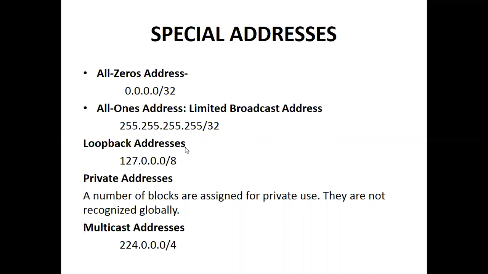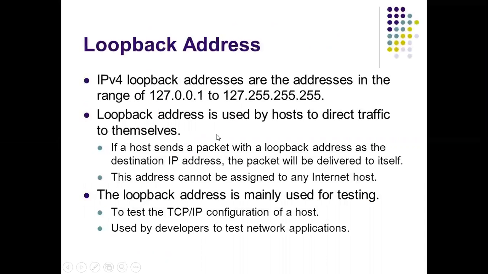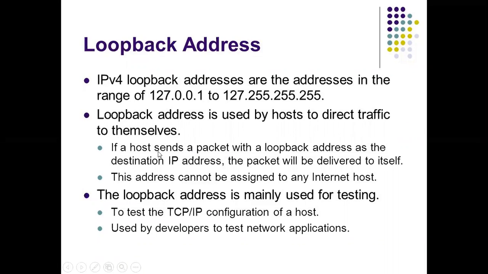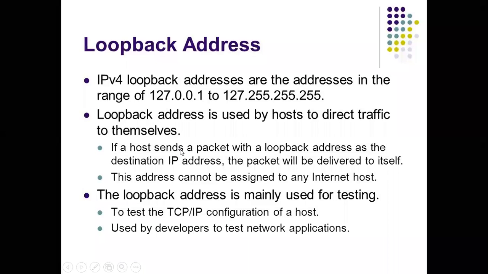And this can also be elaborated in this slide. The loopback addresses have the range 127.0.0.1 to 127.255.255.255. This loopback address is used by hosts to direct the traffic to themselves, and it maintains the traffic because whenever the active node is not there, the packet will get reverted to the source and automatically it will not land in the channel. If a host sends a packet with the loopback address as the destination IP address, the packet will be delivered to itself, as I just told you.